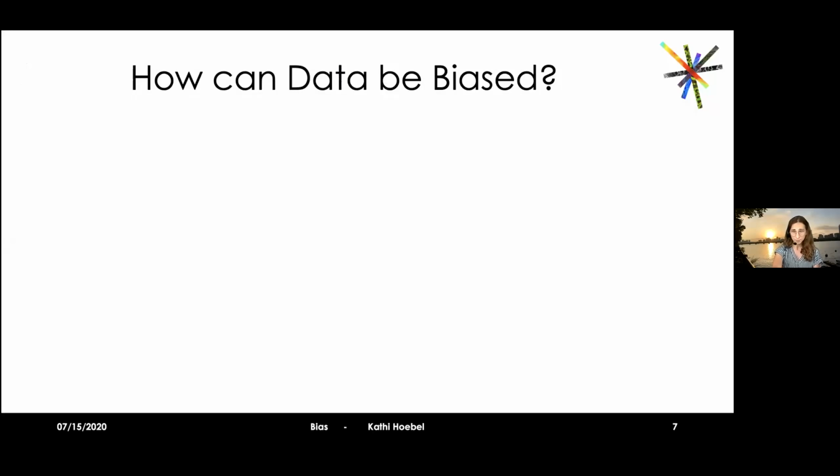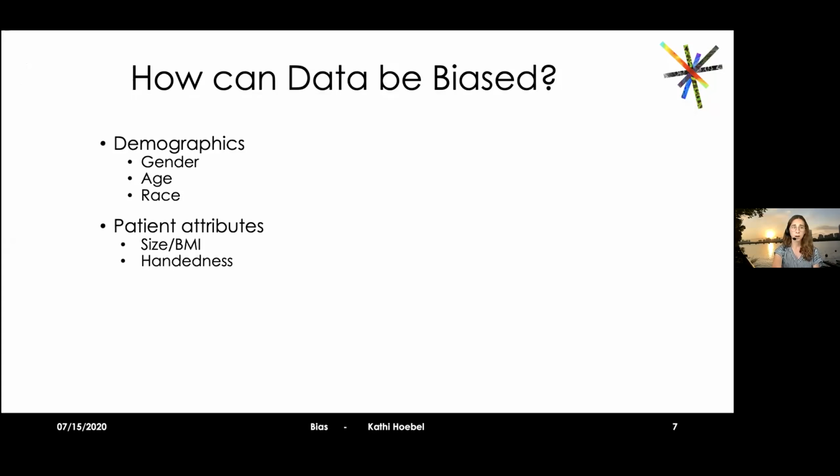What are the ways? The most prominent one is demographics. That contains gender, age, race, among many others. The second one is patient attributes. So their size, their body mass index, whether they're left or right-handed. Then we have so-called acquisition bias, particularly in MRI.